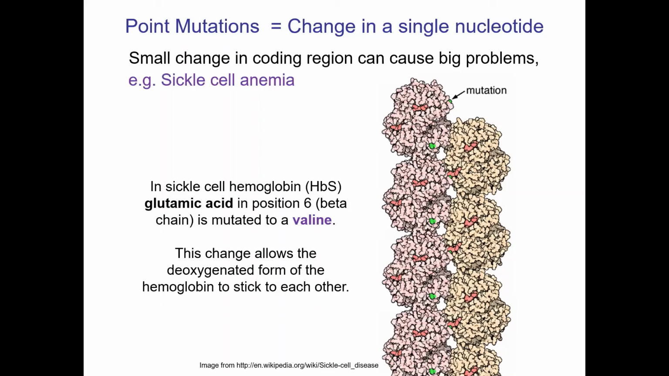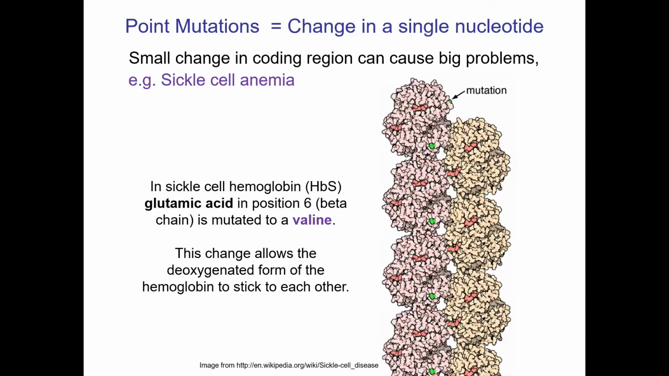So you can see here, the hemoglobin molecules are clumping up. Hemoglobin should be soluble. It's trying to grab your oxygen and bring it from the lungs to your tissues. In this case, it's clumping up and forming what we call fibers.